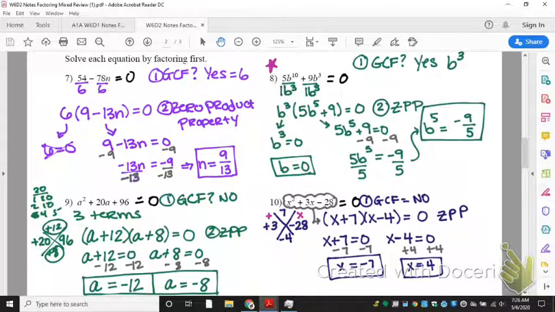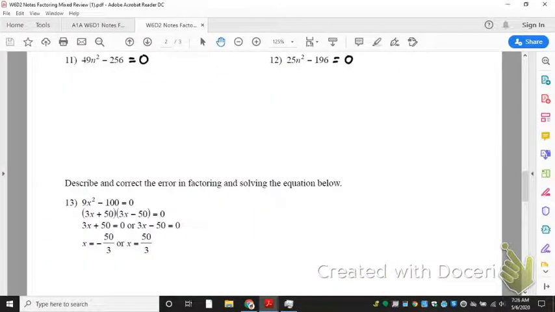Okay. A couple more here. Let's just go through these. We have 49n squared minus 256 equals 0.